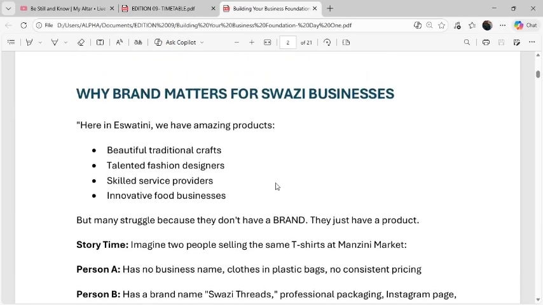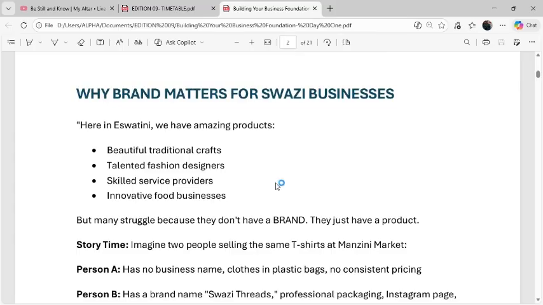Now, let's look at this. Why brand matters for Swazi businesses. Here in Swaziland, we've got very amazing products. We've got beautiful traditional crafts, talented fashion designers. Definitely, these guys are doing a great job. Then skilled service providers, innovative food businesses, right? But you do understand, most of them are struggling to create a brand. Why? Because most of the time we are not taught these things in business schools or at school. But lucky for you, you are here.